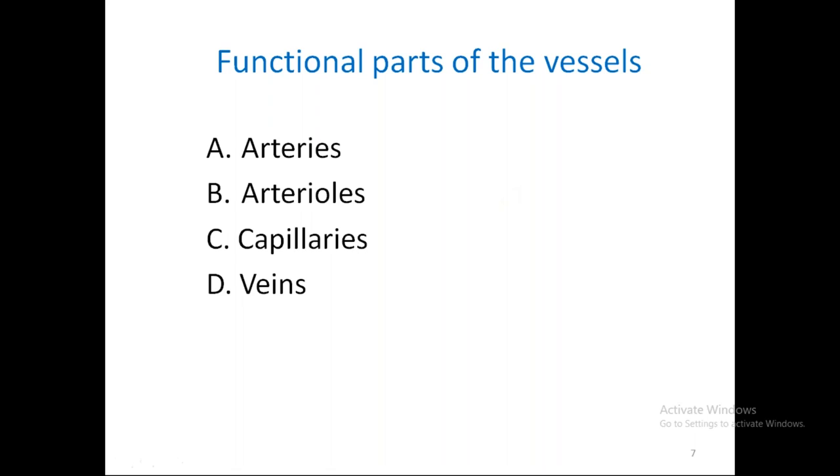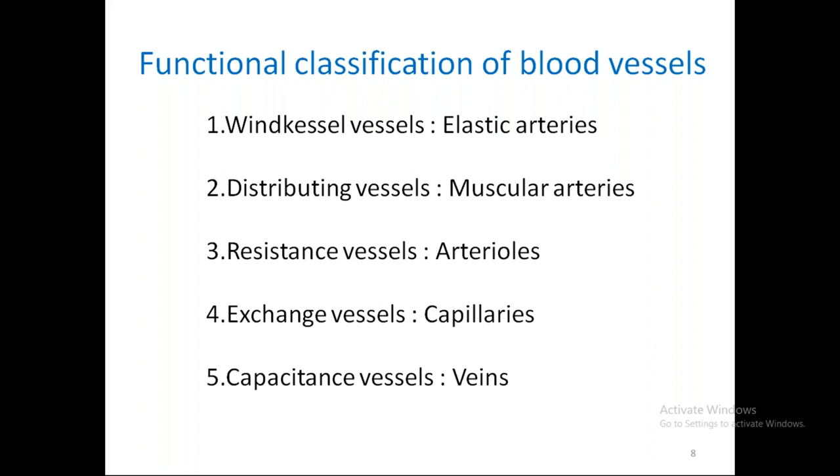Now, the functional parts of the vessel. What are the functional parts of the vessel? Arteries, arterioles, capillaries, and then veins. Now, the functional classification of the blood vessel. At first, the Windkessel vessel, the example is the elastic artery. Then the distributing vessel, the example is the muscular artery. The resistance vessel, such as arterioles, the exchange vessel, that is capillaries, and the capacitance vessels, that is veins.